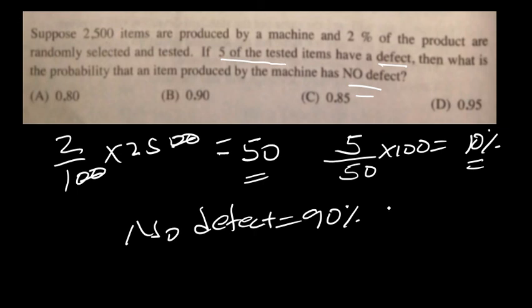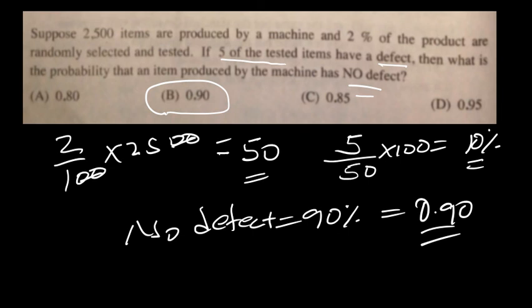The no defect is 90%. 90%, we can write it in decimal form, which will be 0.90. So the answer is found in B. This is the answer for the next question. This is our question number 6 for today. Let us continue to the next one.